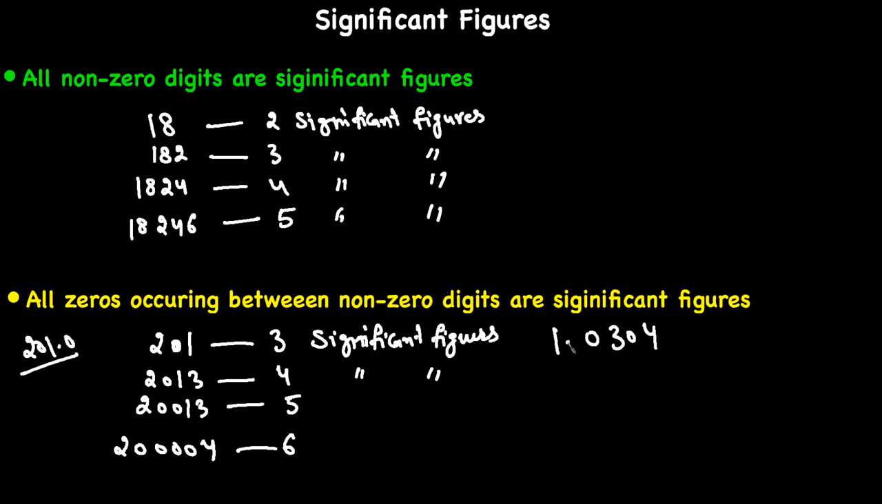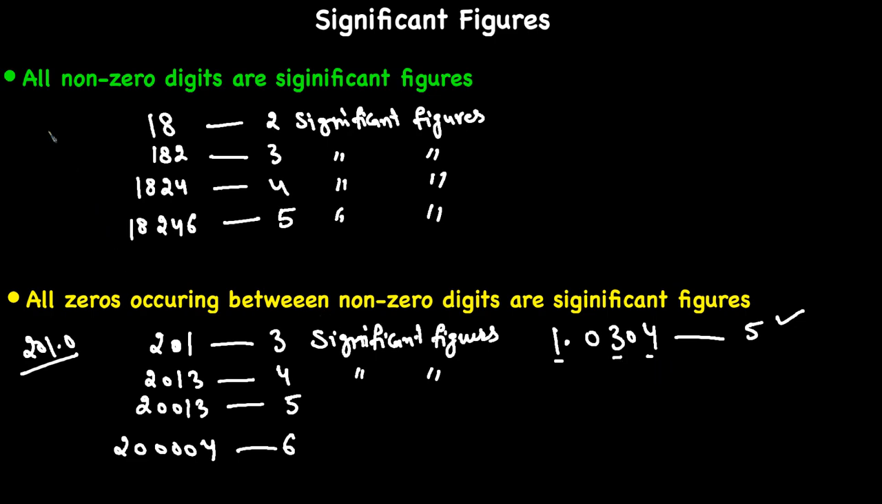But let's say I got a number like 1.0304. There is a decimal, but this 0 is in between two non-zero digits, and this 0 is also between two non-zero digits, 3 and 4, and this one is between 1 and 3. So we're going to count these zeros as significant figures. So in this number, there are total 1 2 3 4 5 significant figures. Okay, so these numbers are without a decimal and this is with the decimal.